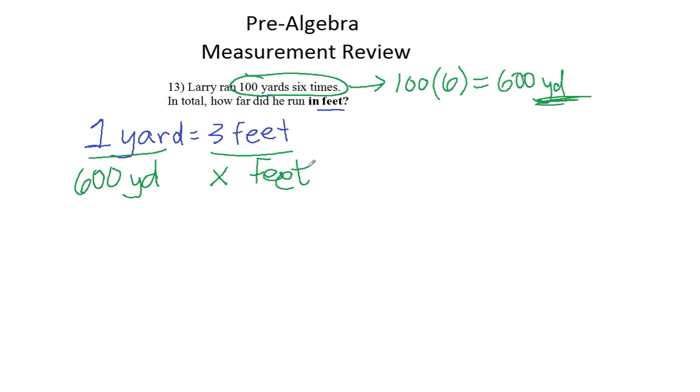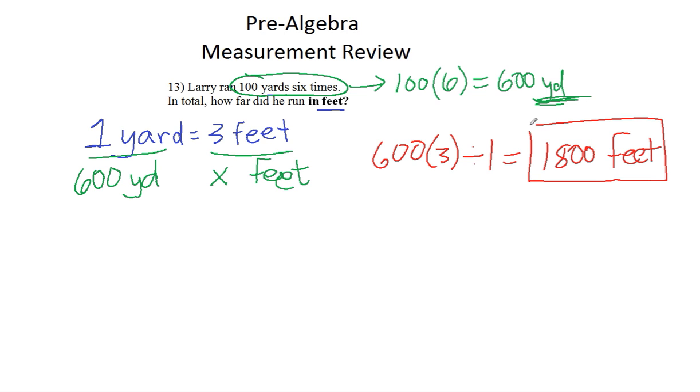Okay, and all I have to do, if you remember, is cross multiply and divide. So I'm going to do 600 times 3, and then divide by 1, which really you don't have to divide by 1. That won't change anything. So that gives us 1,800 feet. And that would be the total distance that Larry ran. Okay, 1,800. I apologize for my somewhat sloppy writing there, but 1,800.